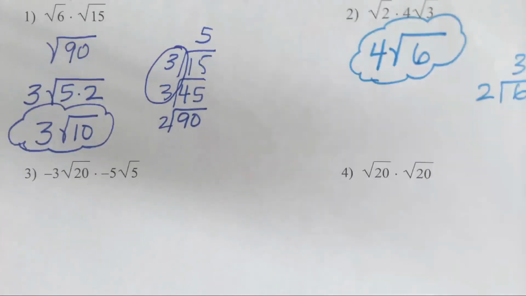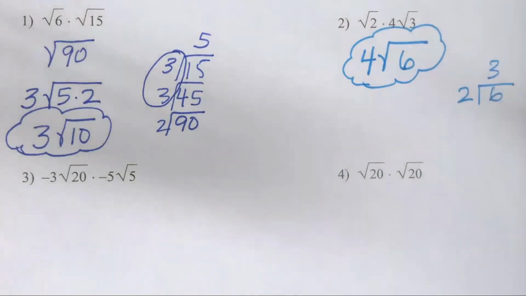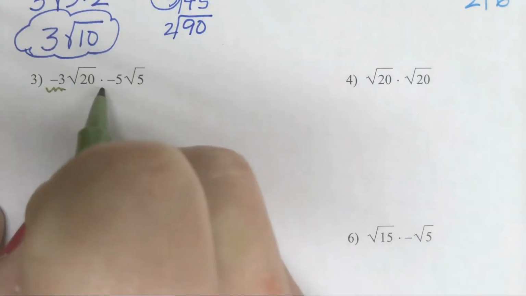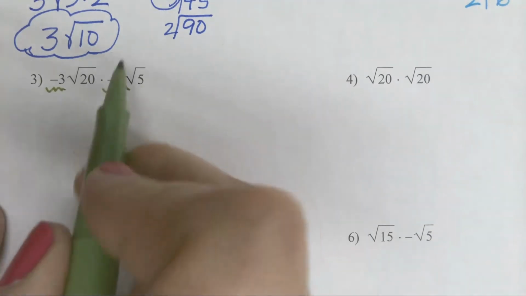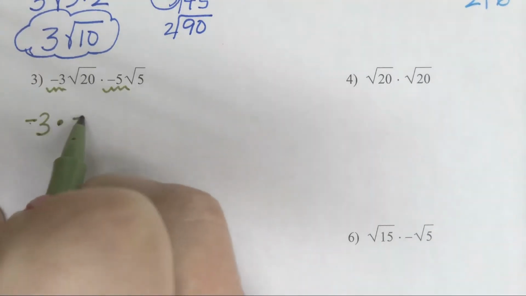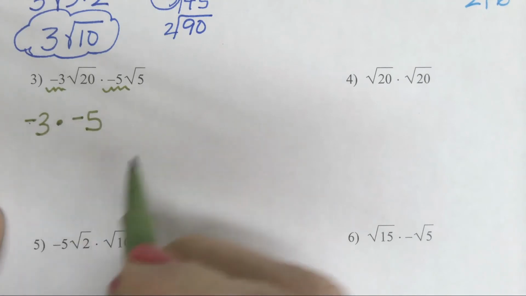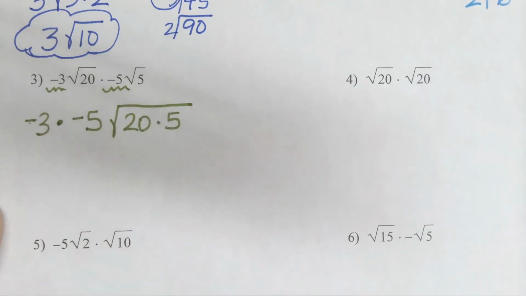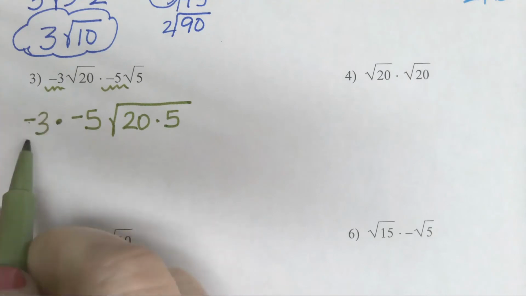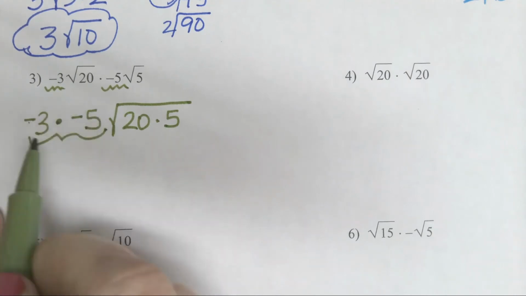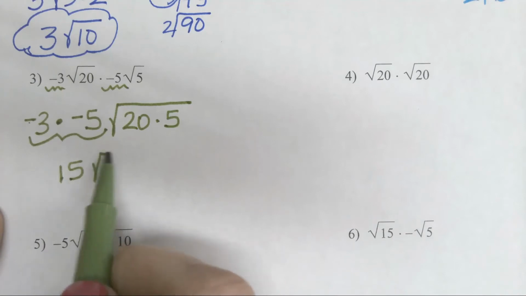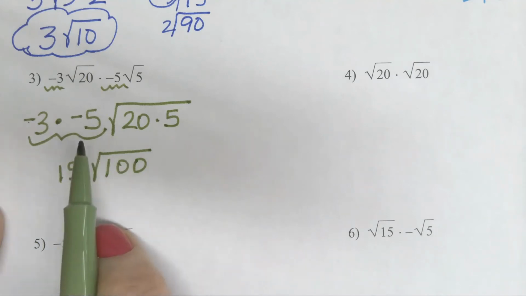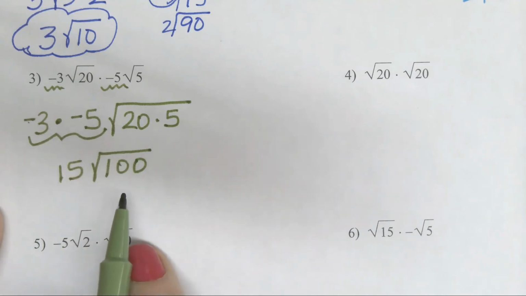So what happens if there's multiple numbers in front? Even if they're negative or positive, it doesn't matter. I'm going to start by moving those. Negative 3 times negative 5. And then times the square root of 20 times 5. So I'll multiply the numbers that are out, and I'll multiply the numbers that are in. And then I can break that down with my repeated division.